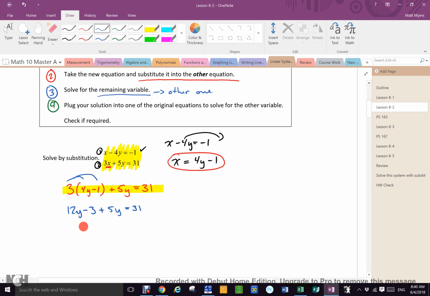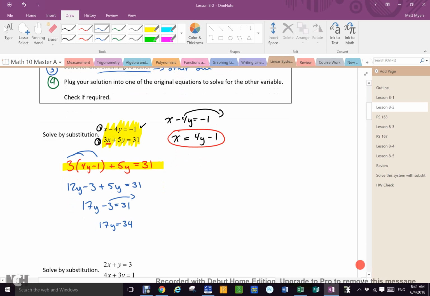12 y's and 5 more y's is 17 y's minus 3 equals 31. Now what? Move the 3 over. 17y equals 34. Now what? Divide by 17 and y equals what? 2. So now I know y equals 2. What is the last step? Plug your solution into one of the original equations.